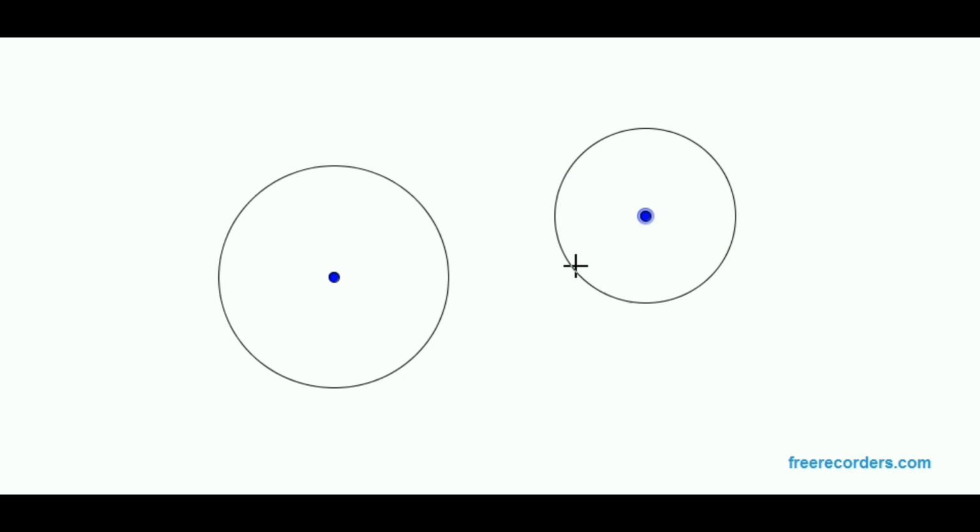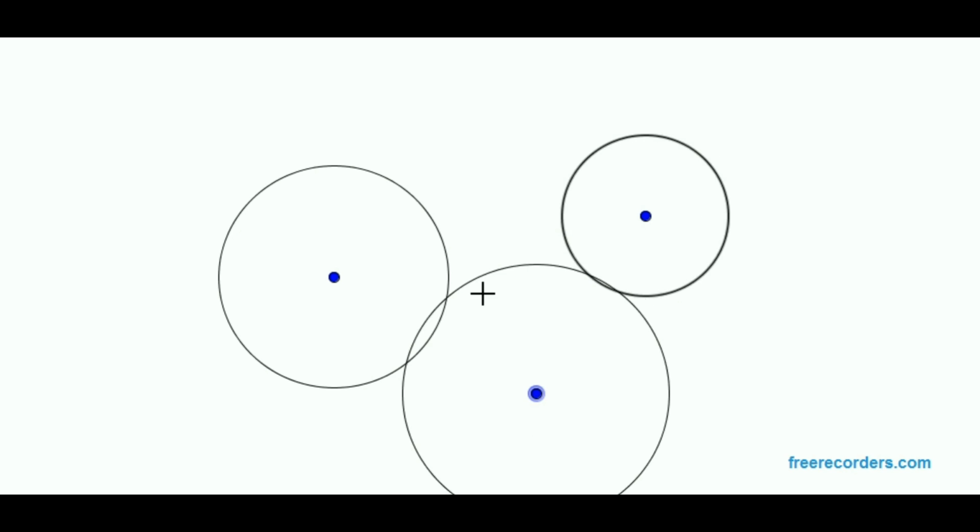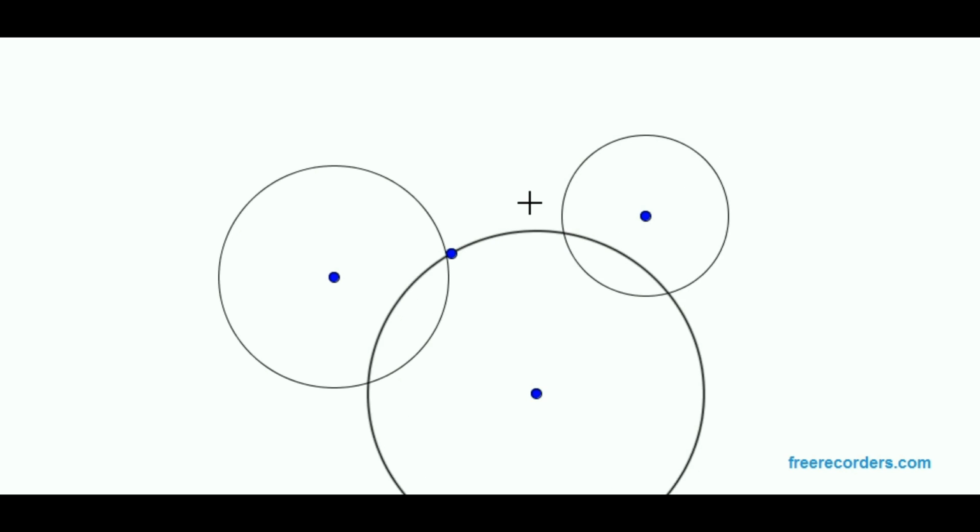Okay, so there's another circle. Where do these two circles meet? Well, to find this out, let's draw a third circle. And we'll colour this one purple to show that it's a piece of construction. And it should be big enough so that it goes through both of the other circles.